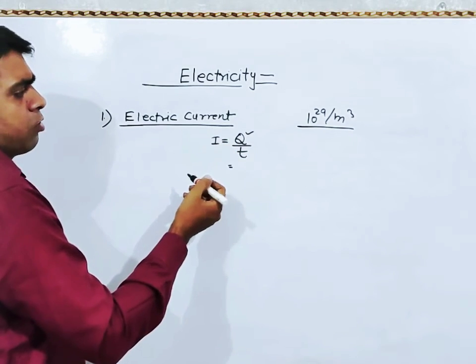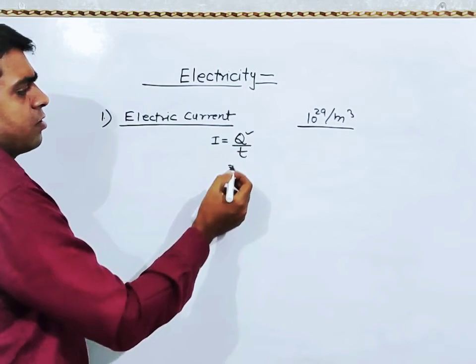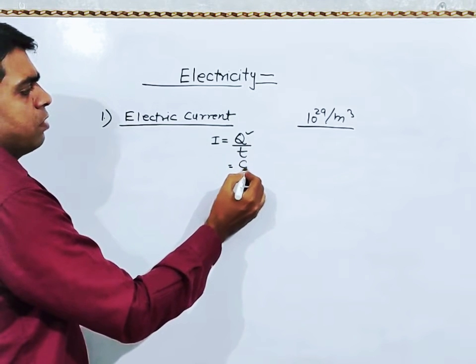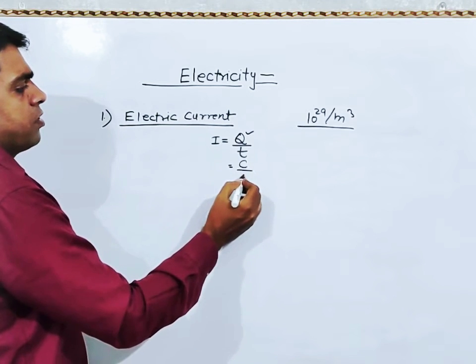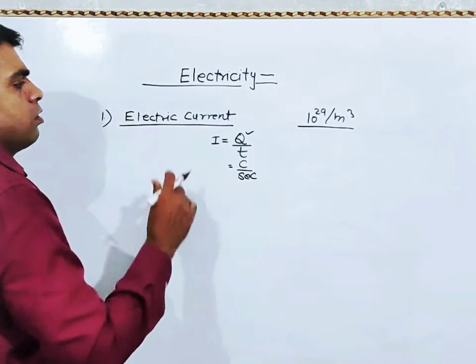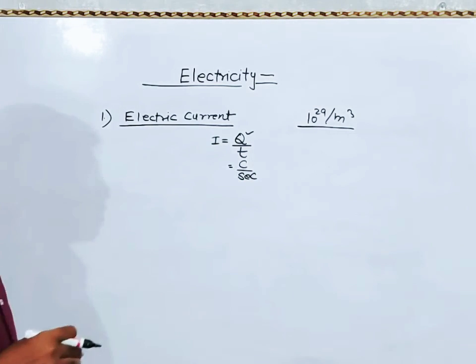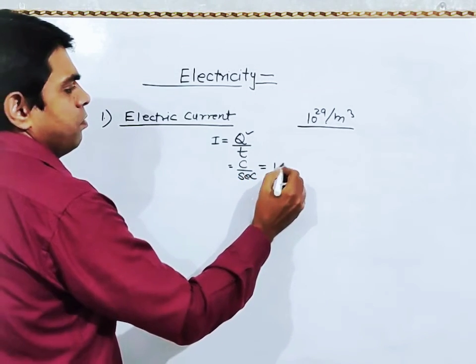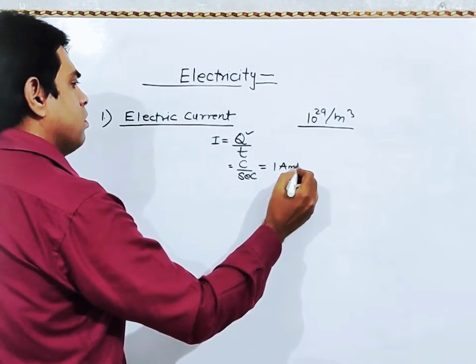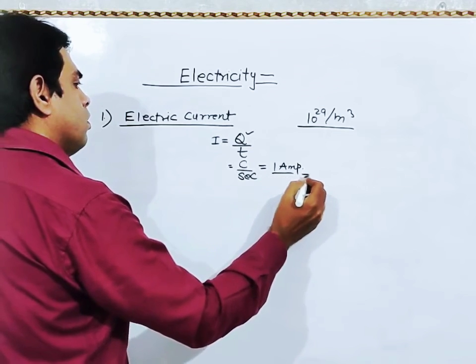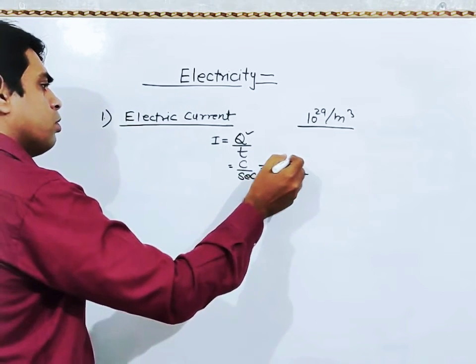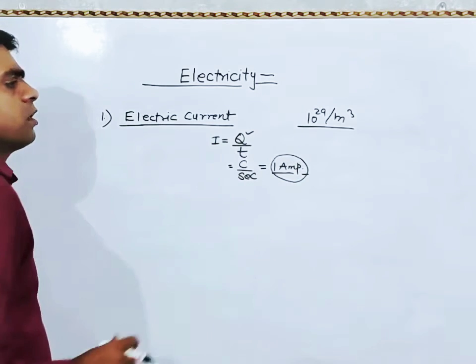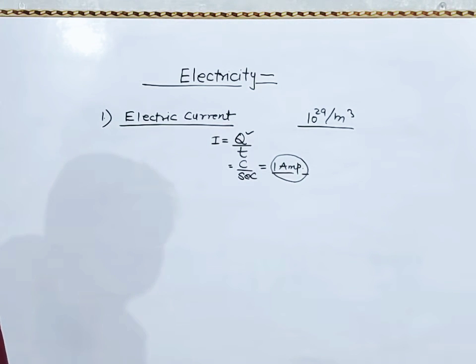Here we can also write the unit of the electric current as the unit of charge is coulomb and the unit of time is second. So unit of electric current is coulomb per second, and 1 coulomb per second is also called 1 ampere. Now you well know about the ampere. It is the fundamental unit in the physical quantity, and we have to define it in terms of international definitions.